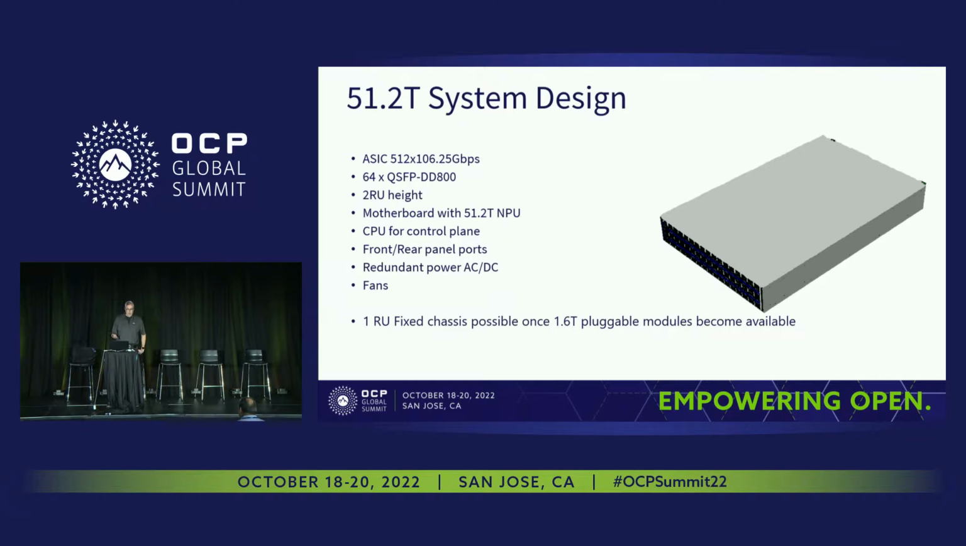Then obviously a motherboard, a CPU for control plane, front and rear panel ports for control traffic and I/O and timing and control and things like that. And then space for redundant AC, DC PSUs, likely swappable because a lot of different deployment scenarios require either high voltage AC or DC. And then of course, increasingly importantly, we need fans to cool all of this as we scale up. Dennard scaling has not been serving us well, as many papers have come out over the years.